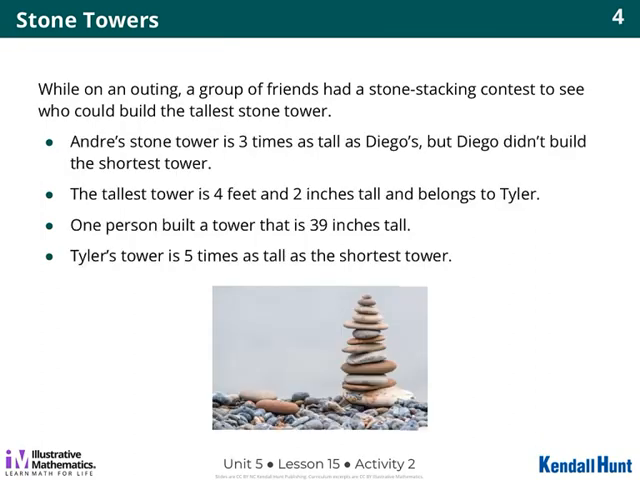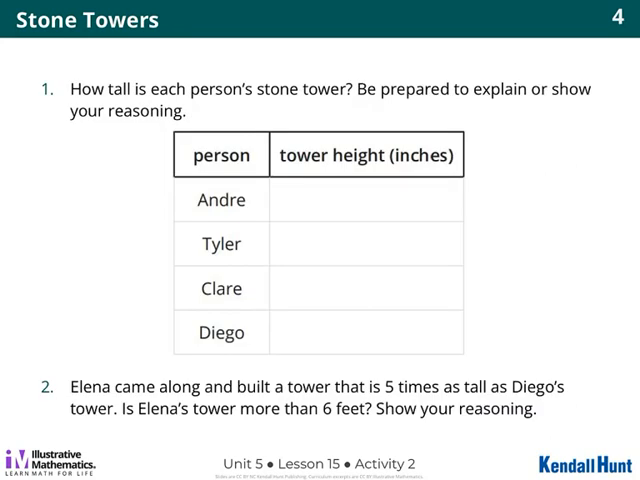Okay, so we have clues. Do you see our clues? Andre's stone tower is 3 times as tall as Diego's, but Diego didn't build the shortest tower. The tallest tower is 4 feet and 2 inches tall and belongs to Tyler. One person built a tower that is 39 inches tall. Tyler's tower is 5 times as tall as the shortest tower. Guess what? You got to solve that puzzle. How tall is each person's stone tower? And then question number 2, Elena came along and built a tower 5 times as tall as Diego's tower. Is Elena's tower more than 6 feet?